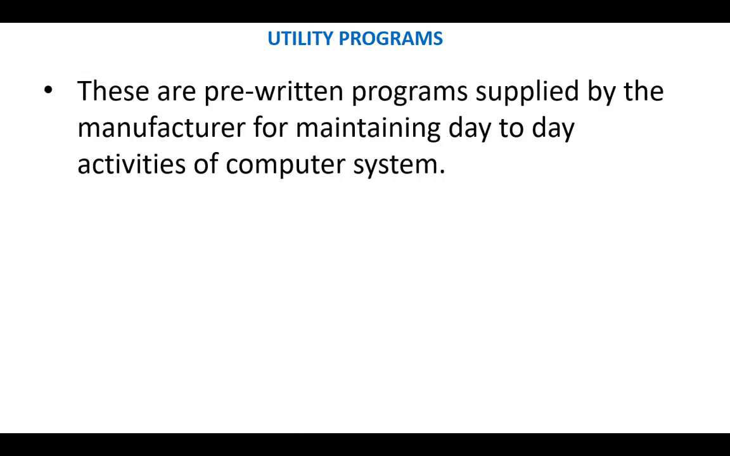Alright, so let's look at the application. Let's look at the types of programs as we started earlier. So look at the utility program. These are just pre-written programs supplied by the manufacturer for maintaining the day-to-day activities of a computer system. So they are actually made by manufacturers to assist in maintaining the day-to-day activities of a computer system.